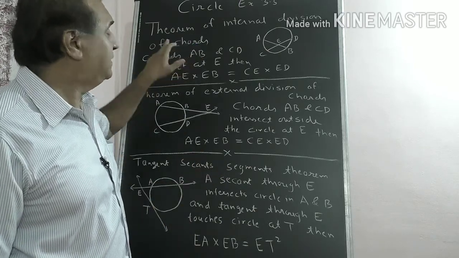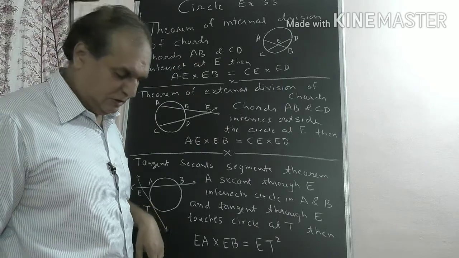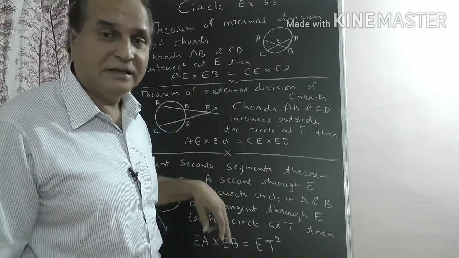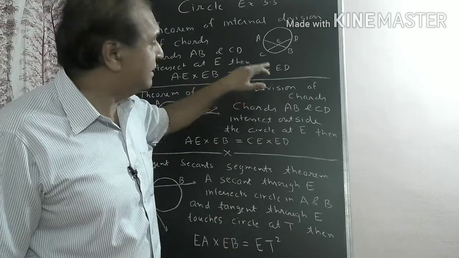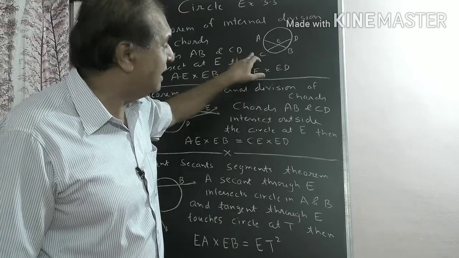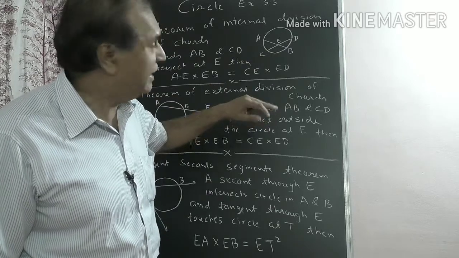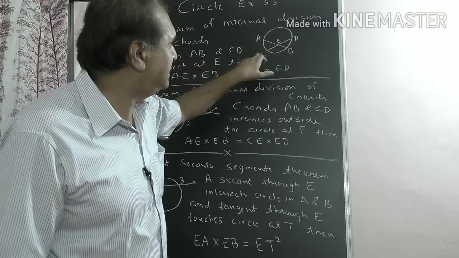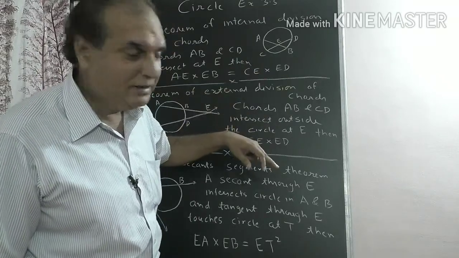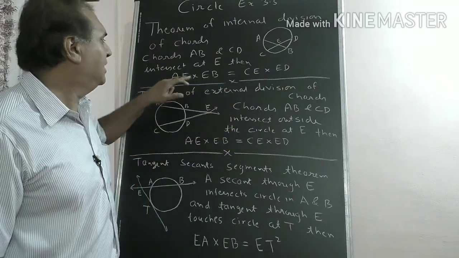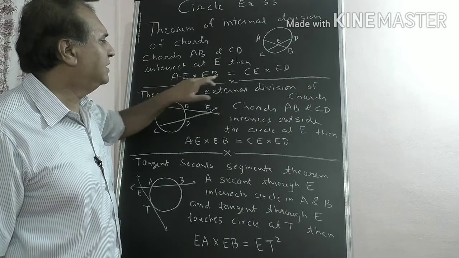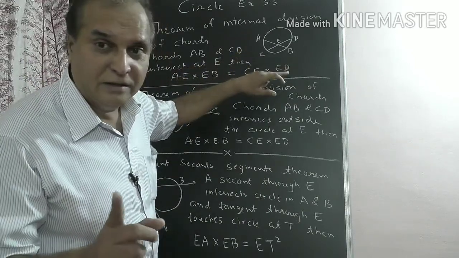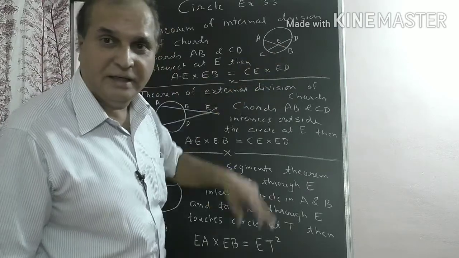Theorem of internal division of chords. This is a circle. These are chords AB and CD intersecting at E. So the point is dividing chord AB as well as chord CD, into AE and EB, and CE and ED. Right? So you can use the direct formula: AE into EB equals CE into ED.